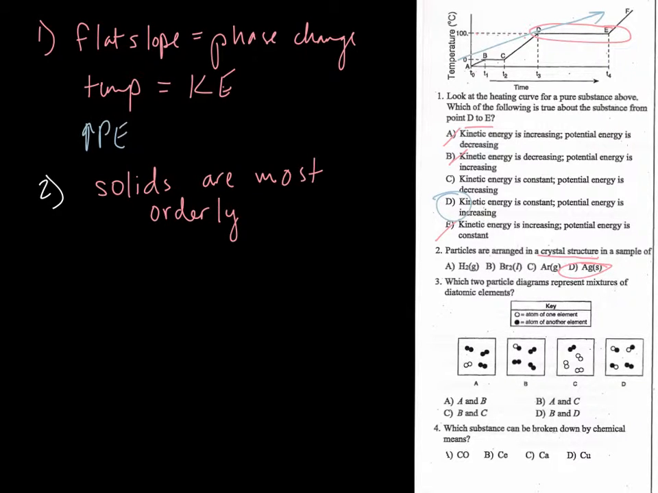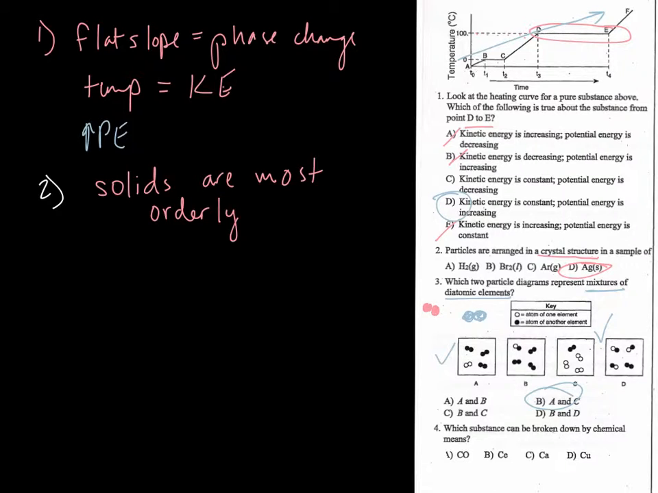Number 3. Which two particle diagrams represent mixtures of diatomic elements? So diatomic meaning we're going to see these kind of things. Two of the same kind put together. So that means, if you look at A, that one's a good one. We got some blacks and one white, and then choice C is another one, except in the opposite. So that has to be choice B.